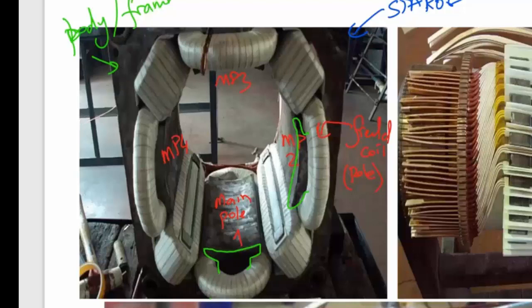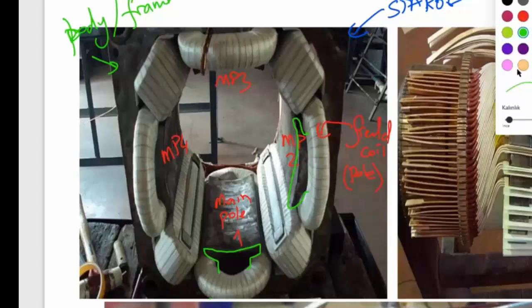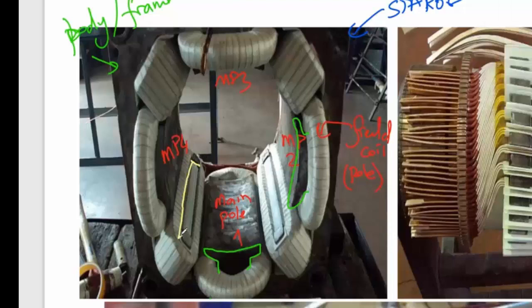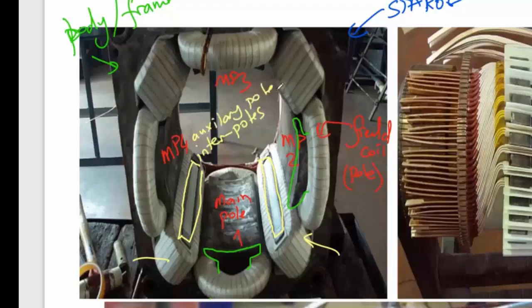And then here are something more, which is here are tiny poles, and tiny pole windings, something like poles. Yes, they are interpoles. Sometimes they are also called auxiliary poles. Interpoles, auxiliary poles. Sometimes also commutation poles.